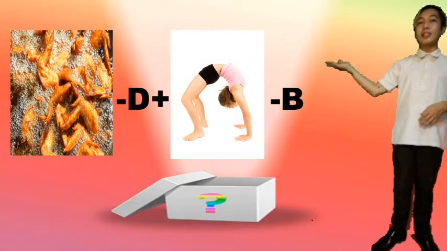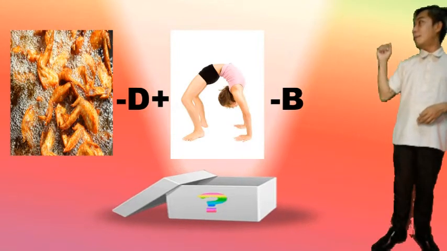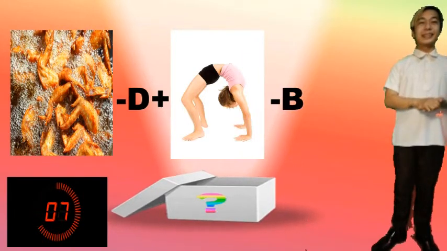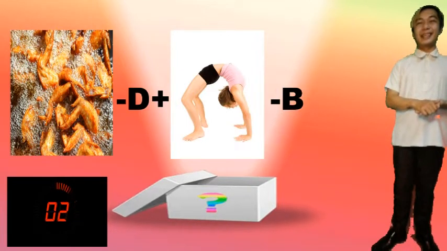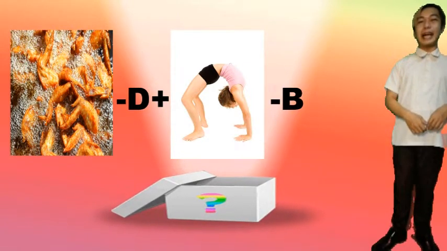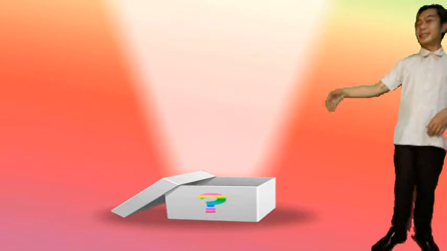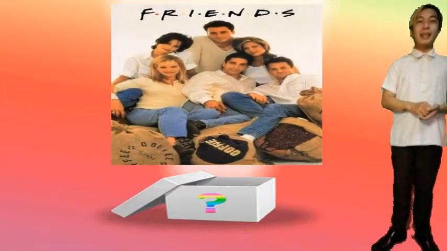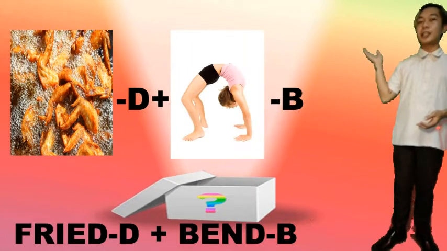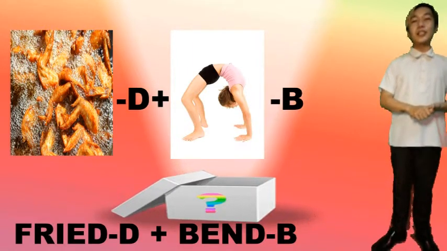We have number 2. Image number 1 minus D plus image number 2 minus B. Timer starts now. Okay, time's up. Let's identify the word. The answer is friends. How do we come up with friends? Picture number 1 is fried minus letter D plus bend, image number 2 minus B. It equals friend.